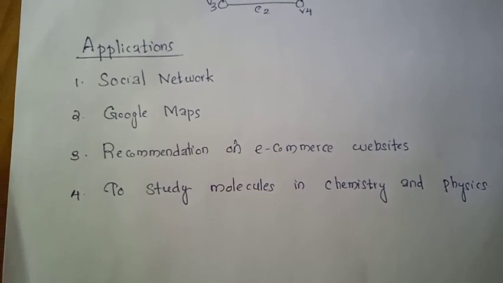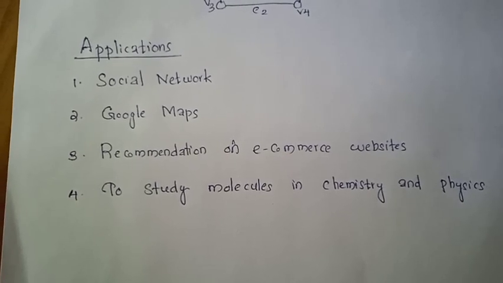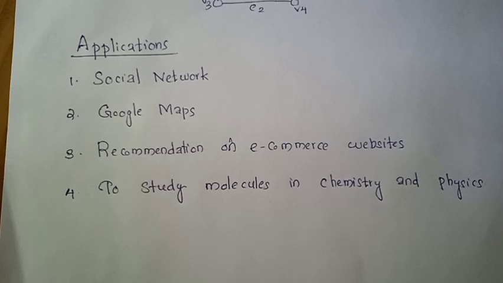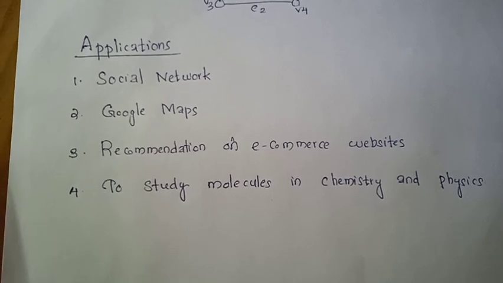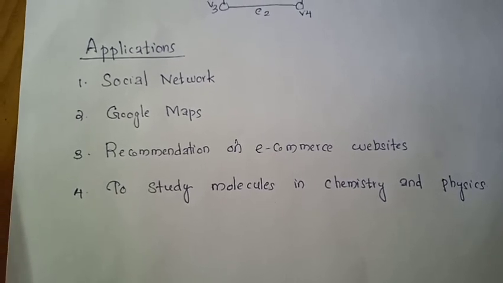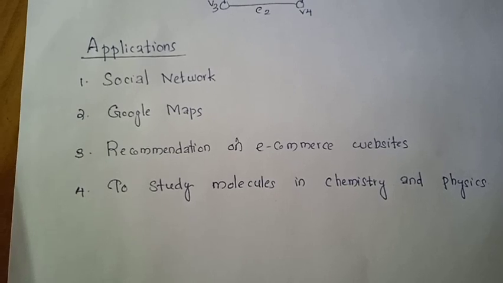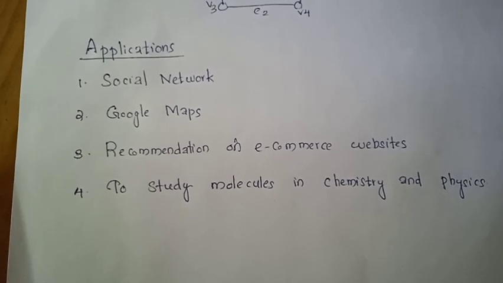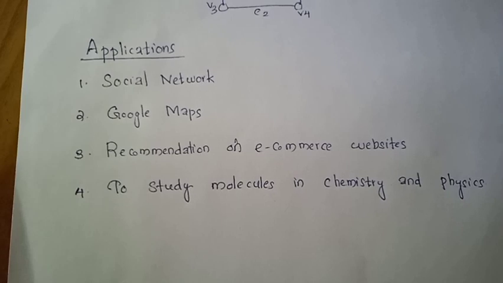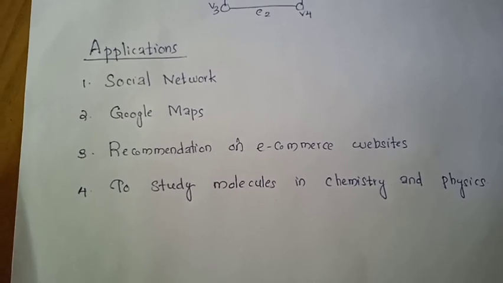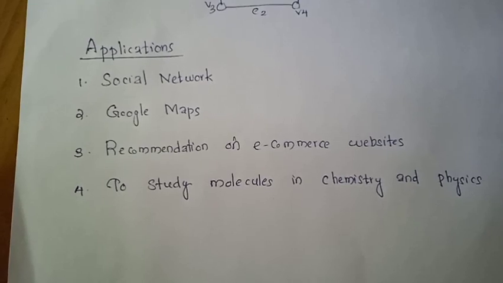First one is social network. We are all using social networks like Facebook and Instagram, and each user is represented as a vertex and their activities, suggestions and friend list are represented as an edge between the vertices.